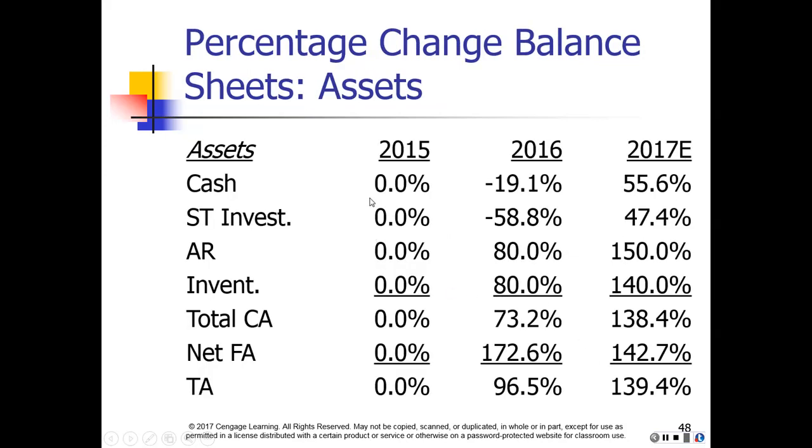Do the same percent change analysis on the balance sheet. Basically, the cash improves. The cash balance had declined in 2016, and it's going to improve. Inventory had declined in 2016. It's going to go up, but that's actually not a good thing. We don't want to carry too much inventory. Accounts receivable had gone up only 80% in 2016. Now it goes up by 150%, much more, and that's not a good sign either.